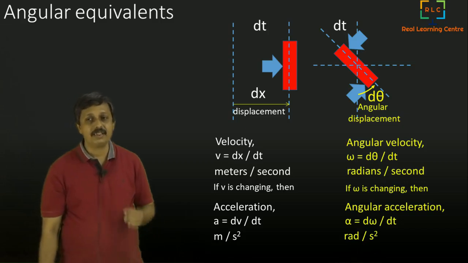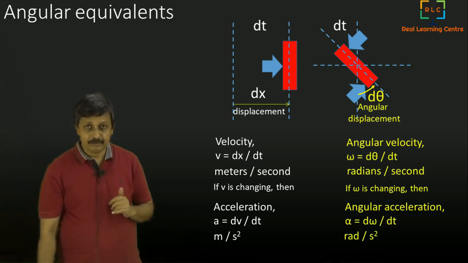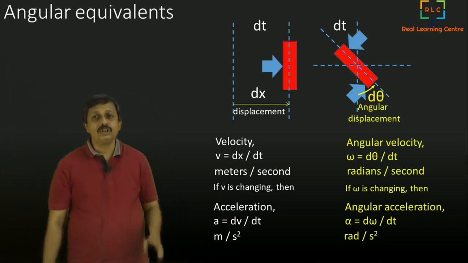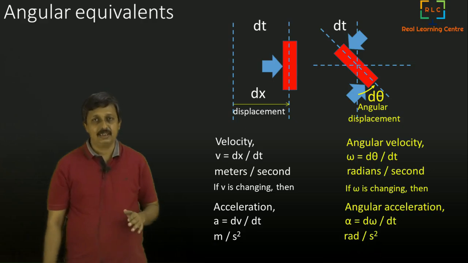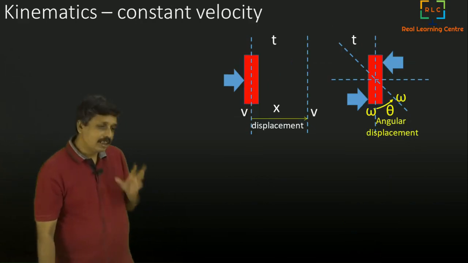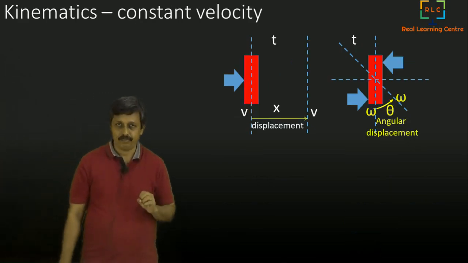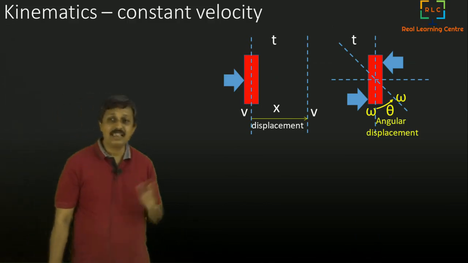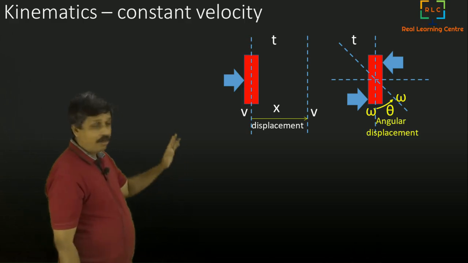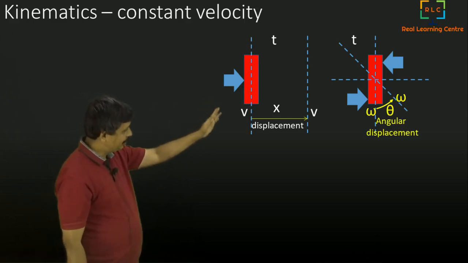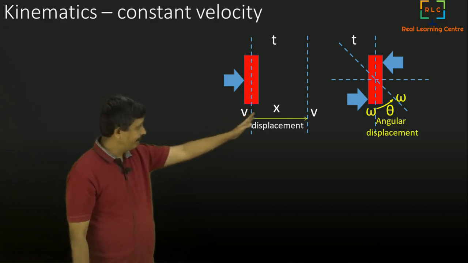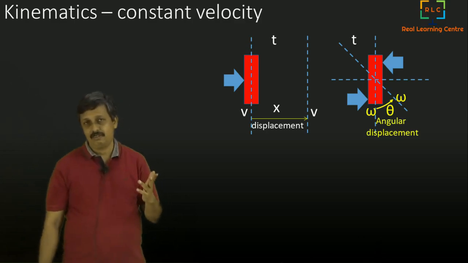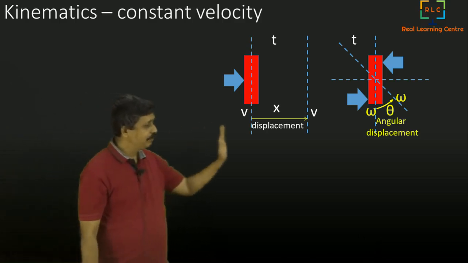It's d omega by dt. Now this is measured in radians per second square. So this is quite obvious. Once you look at these angular equivalents, let's understand the kinematics of the constant velocity. Whenever we talk about constant velocity, that means there is no change in velocity. You see here, when the body is moving, initially its velocity is v. Finally also its velocity is v. Along the way its velocity is just v. So it is simply moving like this with constant velocity.